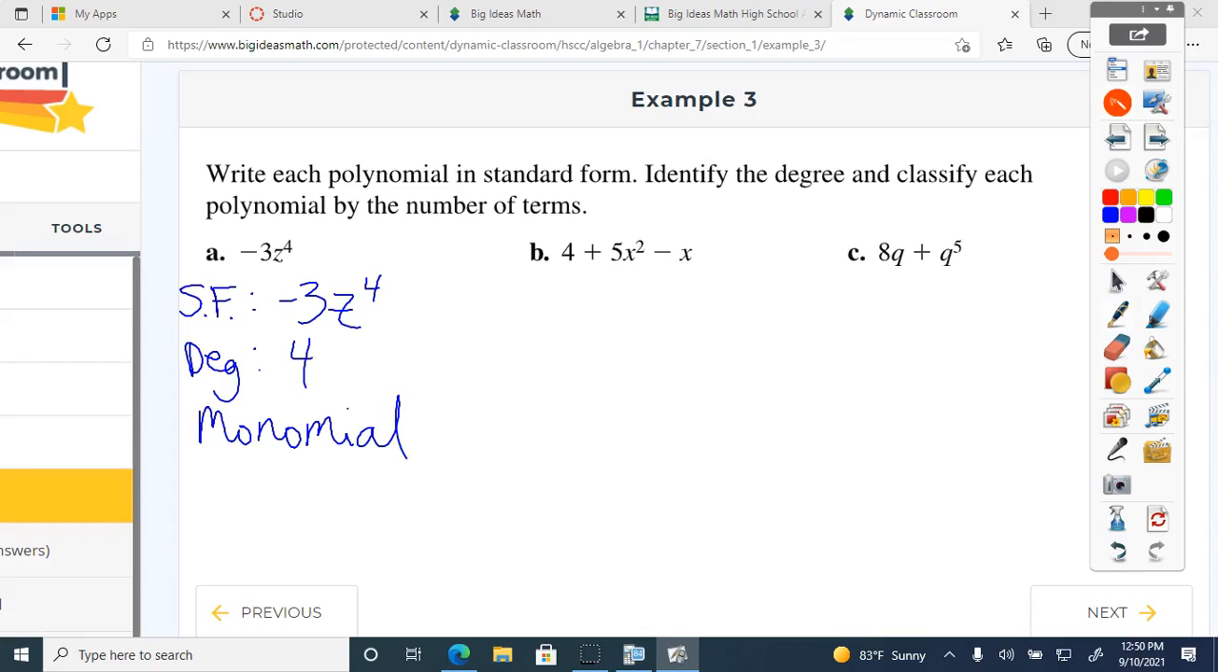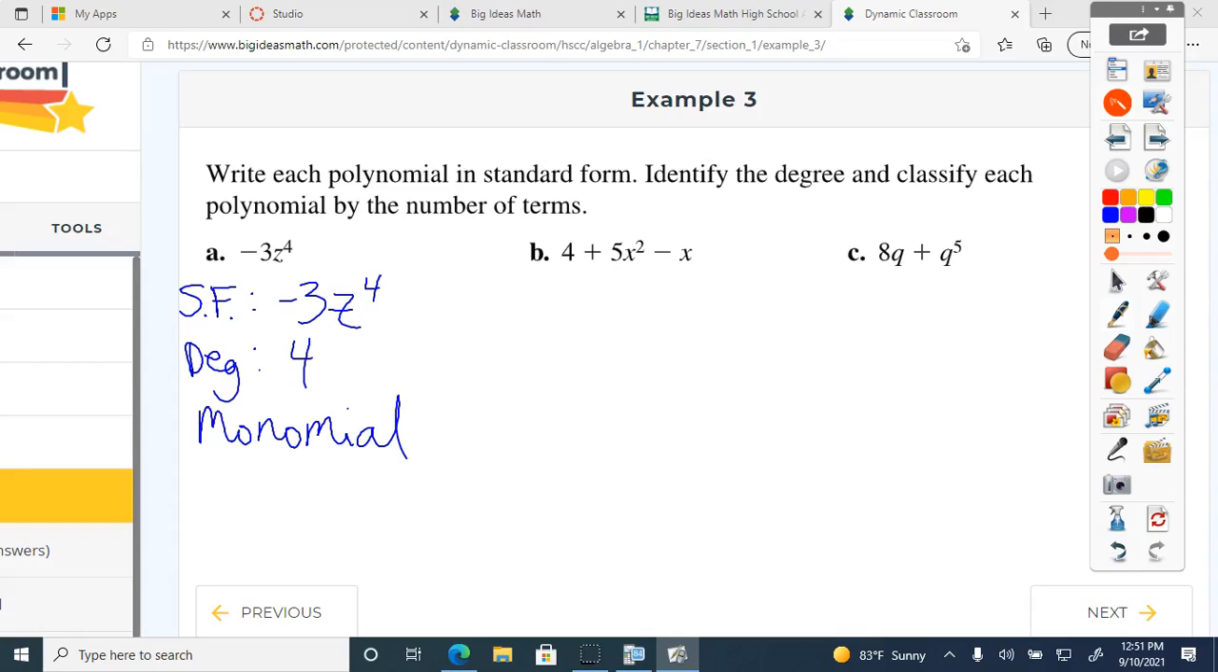I just said anything above 3, it would be like a 4-term polynomial, a 5-term polynomial, a 6-term polynomial. Poly, all that means is many. So a polygon is a shape with a lot of sides. So you have to tell me how many terms the polynomial has. Don't just put polynomial. You would say 5-term polynomial if it has 5 of them.